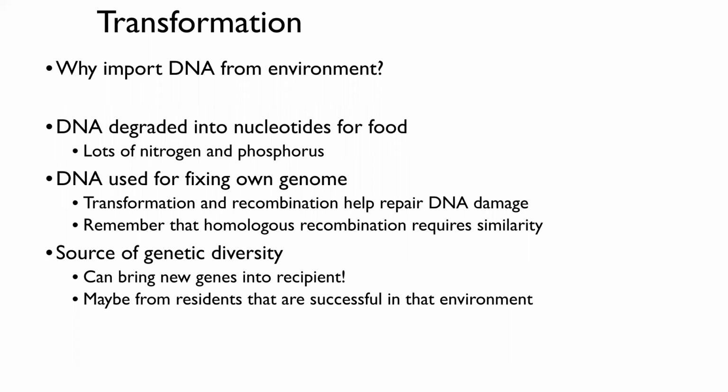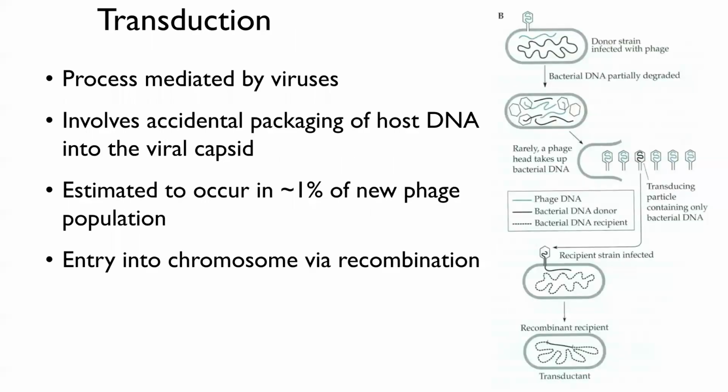And then finally, it's actually a really important source of genetic diversity. It brings new genes into the recipient. And it might mean that you're bringing in genes from others that reside in the same environment that are more successful for you. So you might acquire a new trait, and that might allow you to maybe eat a new food source, or potentially produce a new antibiotic, or be resistant to a new antibiotic. So it can bring a lot of important things to a bacteria. So that's transformation, again, direct uptake from the environment.